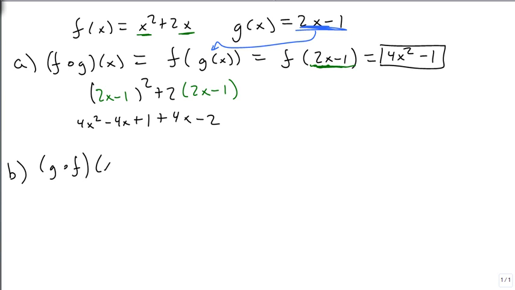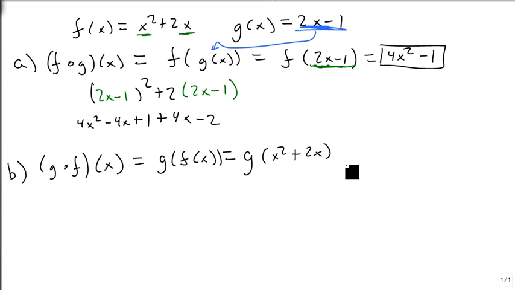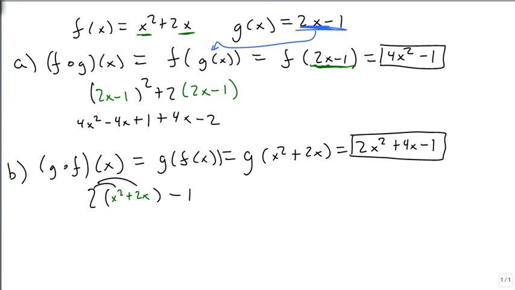I can go the other way as well, because remember, order matters. If I look for g composed with f of x, then I'm asking for g of f of x, which is g of x squared plus 2x. Well, this changes things quite a bit. Now I get 2 times something minus 1, and that something is x squared plus 2x. So now I just distribute the 2 through, and I get 2x squared plus 4x minus 1. And again, the order absolutely matters. So you start close to the parenthesis next to the x and work to the left to get your result.